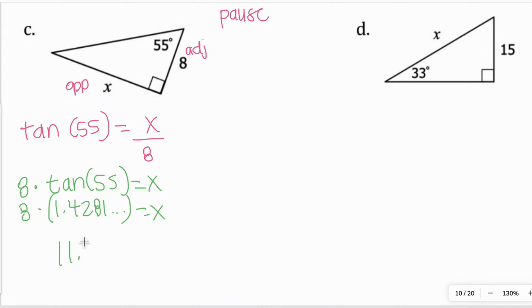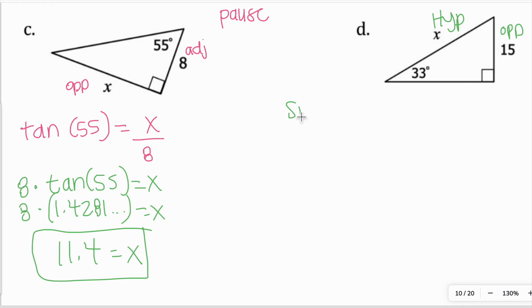11.4. Okay. This next one got a little tricky. So with 33, you're given the opposite and the hypotenuse. This is your sine. So sine of 33 can be found by doing 15 over x, not x over 15. If you did x over 15, that would not work.